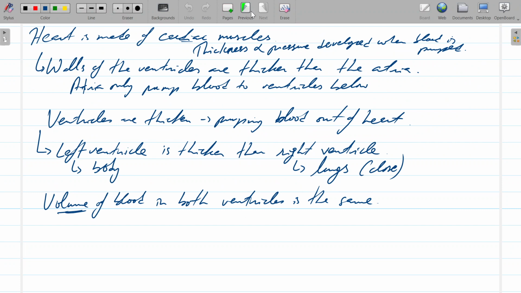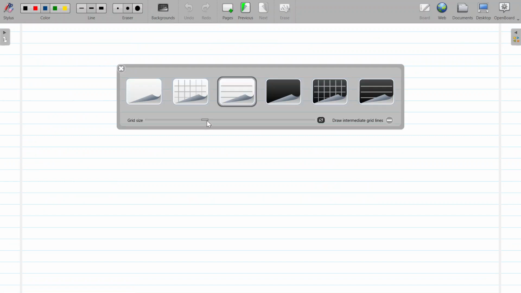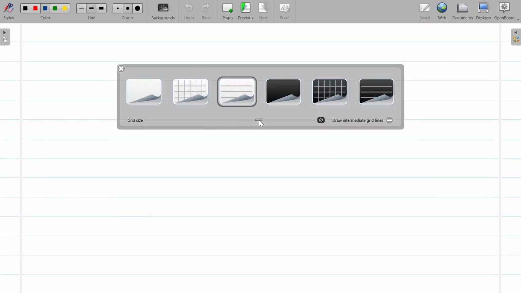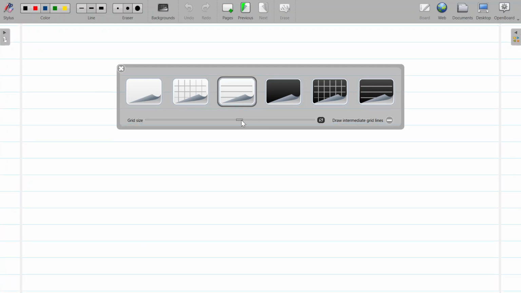Okay. So today, let's continue. And the first thing we're going to talk about is monitoring your heart rate or pulse rate. So you can monitor the activity of the heart in a number of ways.